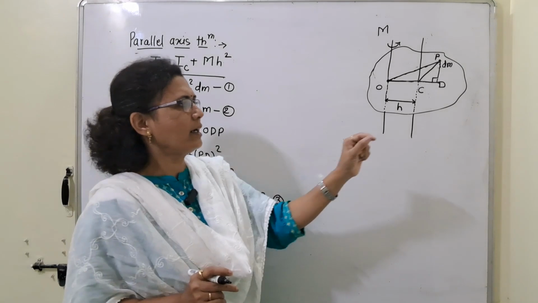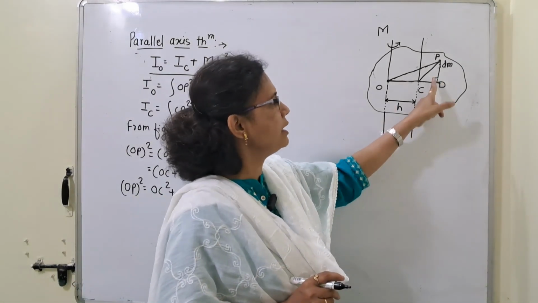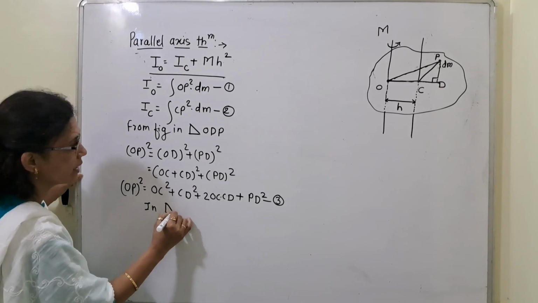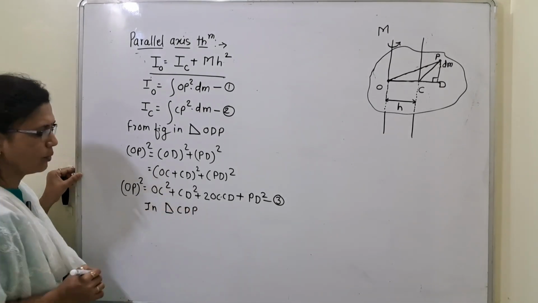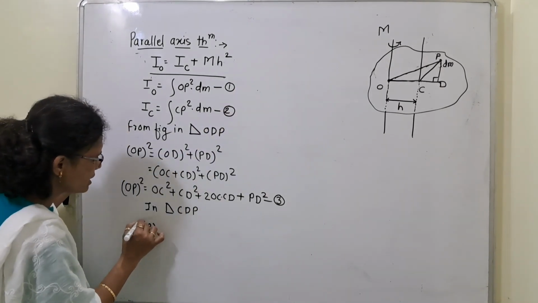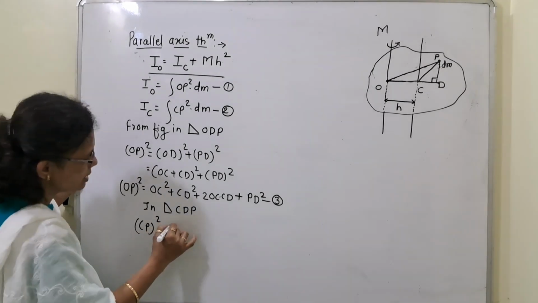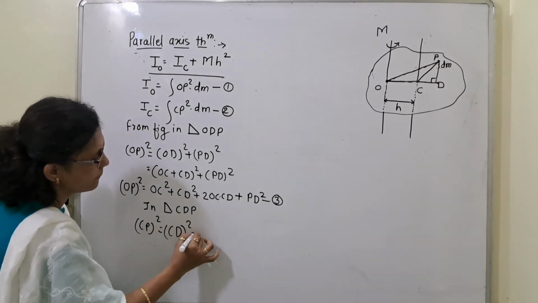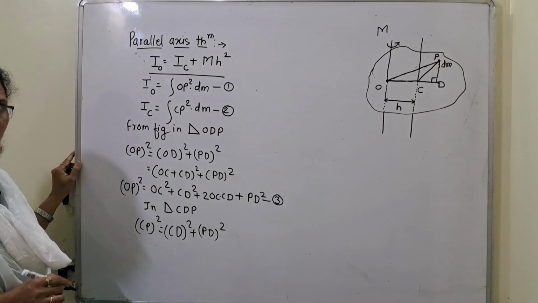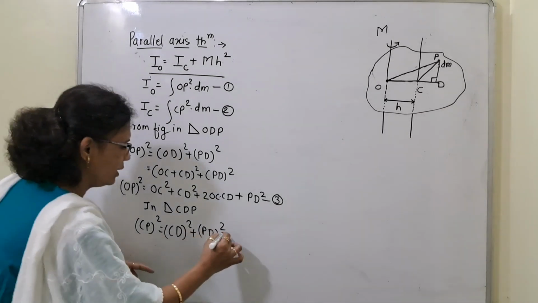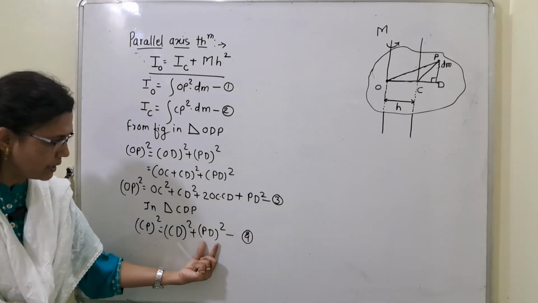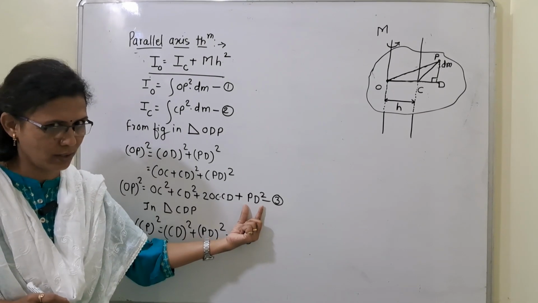Now, another right angle triangle is here, CDP. In that right angle triangle CDP, what can we write? See, CP will be the hypotenuse. Therefore, CP square is equal to CD square plus PD square, right? CD square plus PD square. Now, let this be equation 4. Here there is a PD square, here is also PD square.